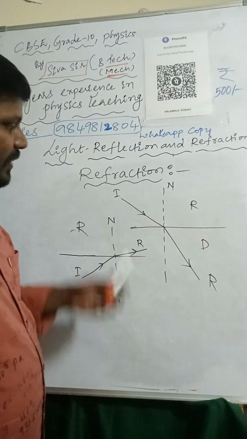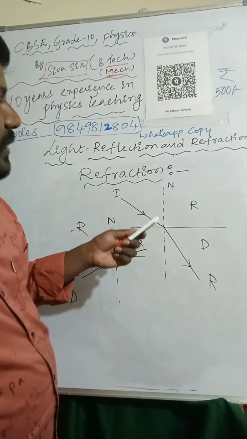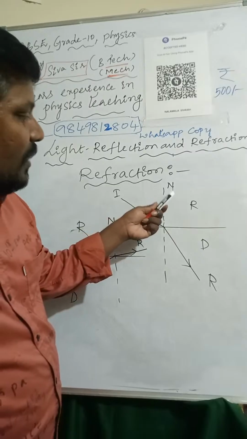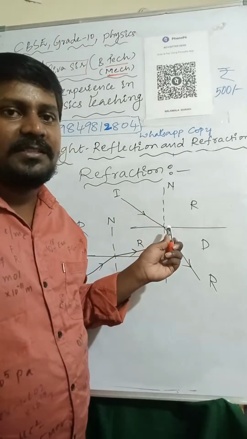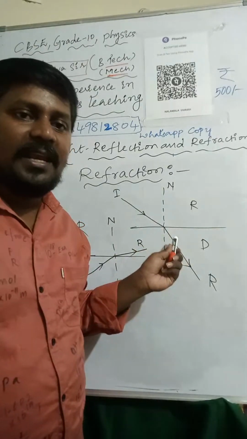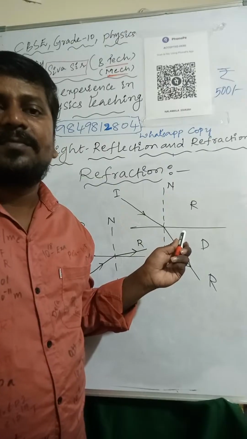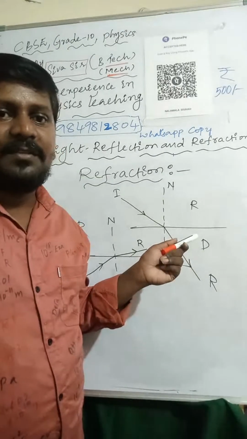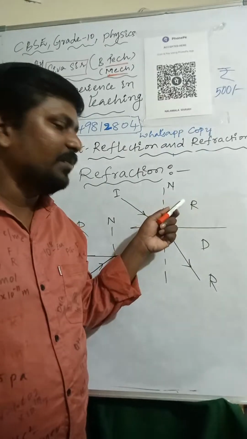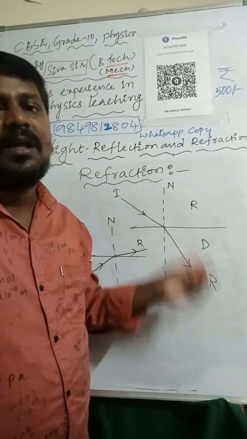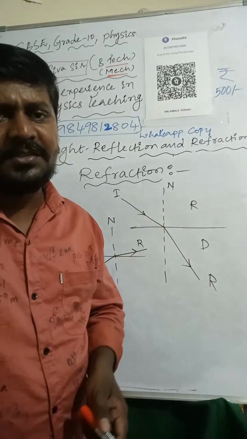Understood? So do you have any doubt? The simple definition is: when a light ray moves from one medium to another medium, the direction of the light changes at the interface of the two media. The direction of the light changing at the interface of the two media is called refraction. Simply, the path of the light ray changes when it moves from one medium to another medium. That is called refraction of light.